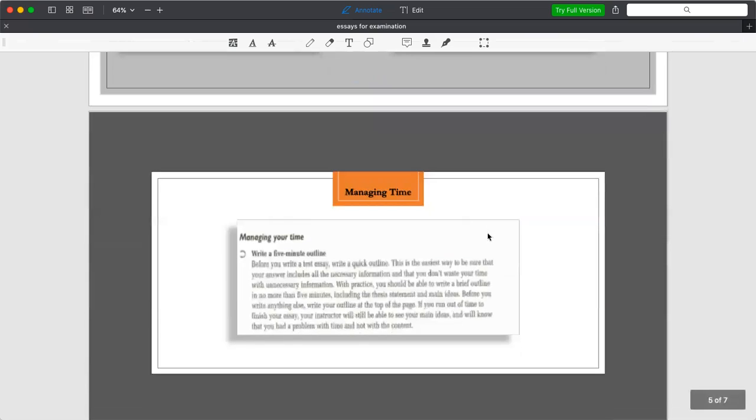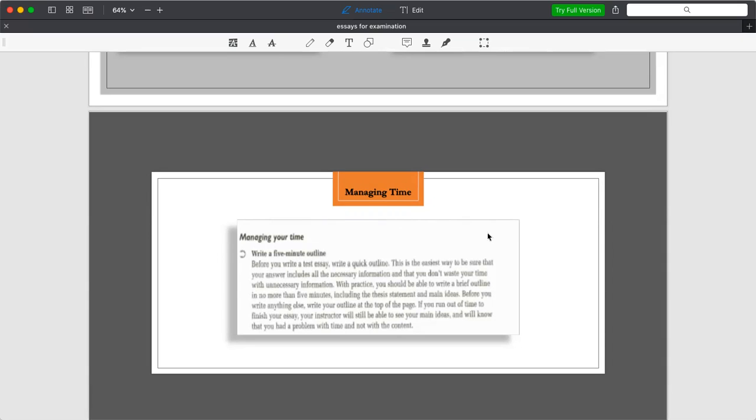Managing time. In managing your time, write a 5-minute outline. Before you write a timed essay, write a quick outline. This is the easiest way to be sure that your answer includes all the necessary information and that you don't waste your time with unnecessary information. With practice, you should be able to write a brief outline in no more than 5 minutes, including the thesis statement and main ideas. Before you write anything else, write your outline at the top of the page.